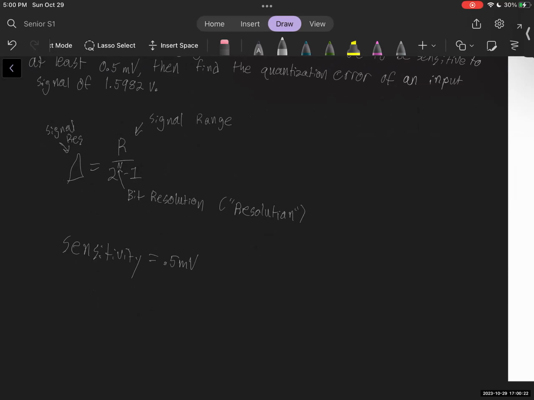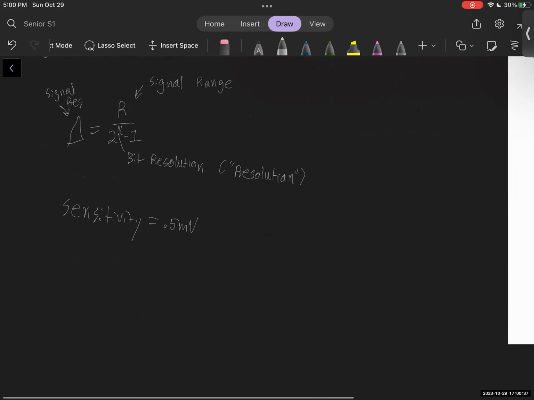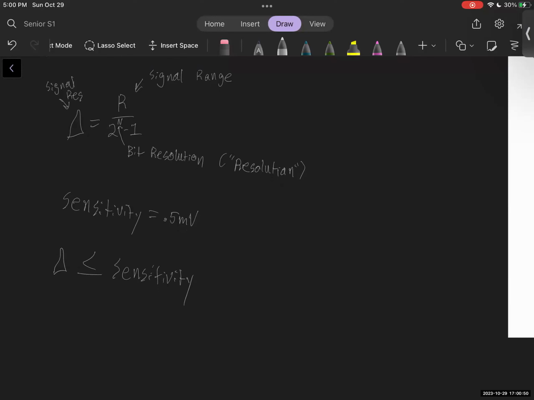Now, this means that our step size has to be smaller than 0.5 millivolts to be this sensitive, because if our step size is bigger, we'll lose some data over 0.5 millivolts. So we can express that as delta has to be less than or equal to our sensitivity, where delta is our signal resolution or our step size.